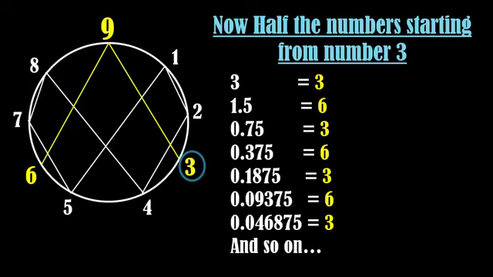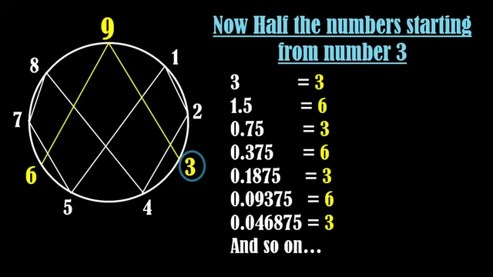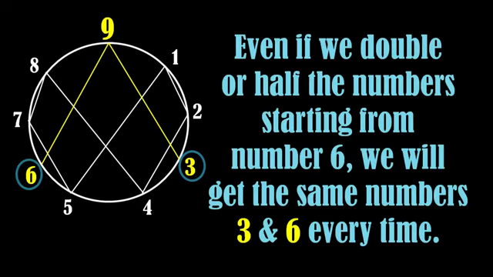Amazing. This time also we get the same numbers 3 and 6. Hence, whether we double or halve the numbers, if we start with number 3, we get numbers 3 and 6 only. Even if we double or halve the numbers starting from number 6, we will get the same numbers 3 and 6 every time. But surprisingly, even this time, 9 is absent in the sequence.